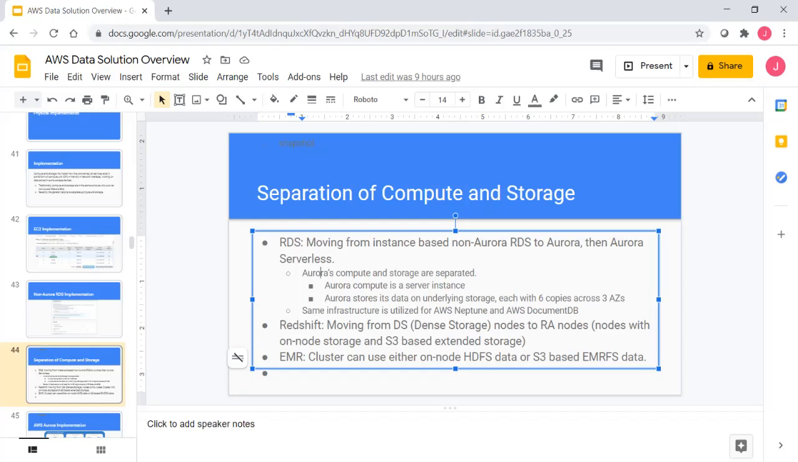And this is the same infrastructure. This separation of compute and storage, using a server instance for compute and using multiple copies across availability zones, is also utilized in AWS Neptune and AWS DocumentDB. And AWS DynamoDB is actually similar, but using an early version of this compute storage separation architecture. Another example is Redshift.